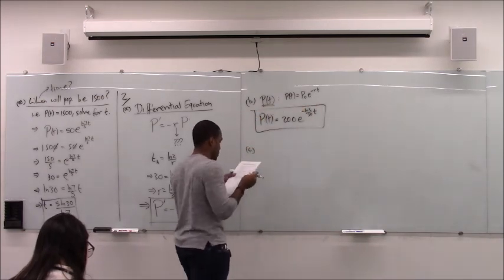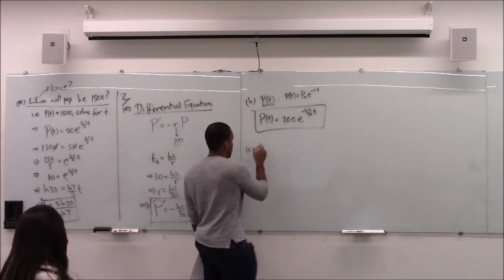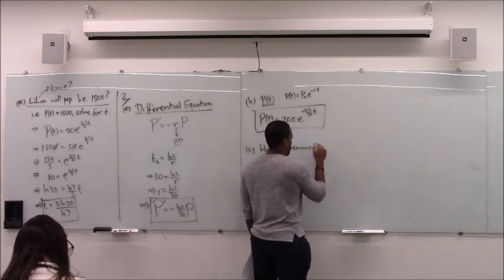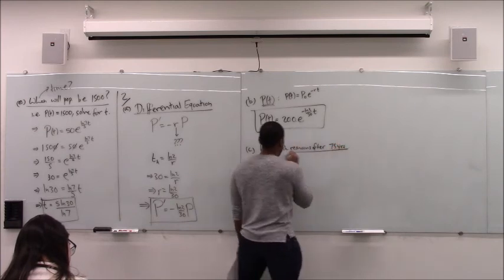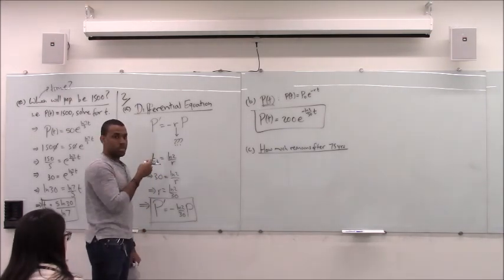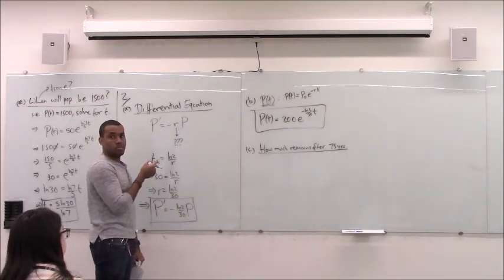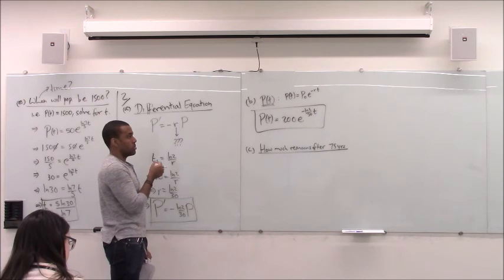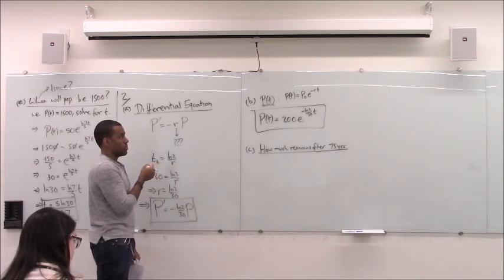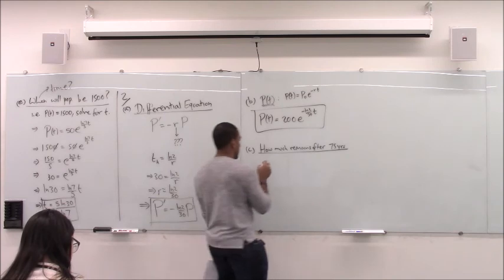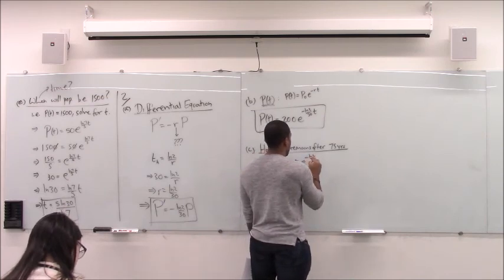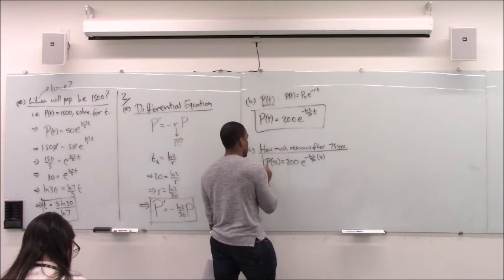C. How much will remain after 75 years? Just use the last equation, but plug in 75 for t. Yep, that's it. This is just asking for P(75). That's 200 e to the minus ln 2 over 30 times 75. That's your answer.